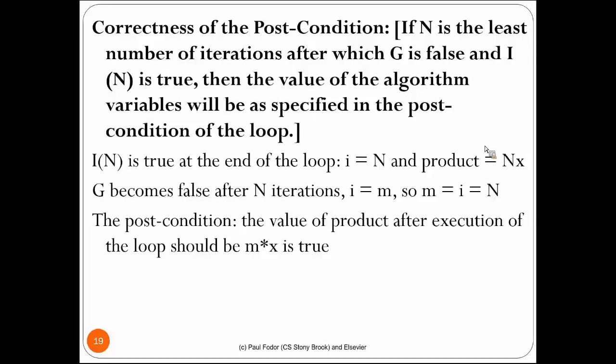So when is this step satisfied? After how many steps do we actually have the guard false? The guard becomes false when I will be equal with m. So this uppercase N is equal with m. At that point, the invariant says the product is m multiplied with x, and I is equal with m. But actually, the fact that the product is equal with m multiplied with x proves the post condition of the loop. We were expecting to get in the product variable m multiplied with x.